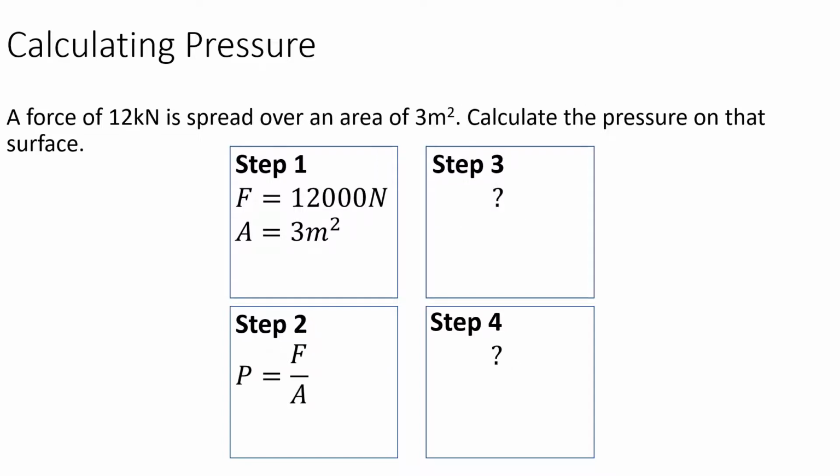Next, a force of 12 kilonewtons is spread over an area of 3 meters squared. Calculate the pressure on that surface. Now this time in step 1 we do need to convert into SI units. Kilonewtons is not an SI unit. So instead of kilonewtons we write 12,000 newtons. Area is 3 meters squared.